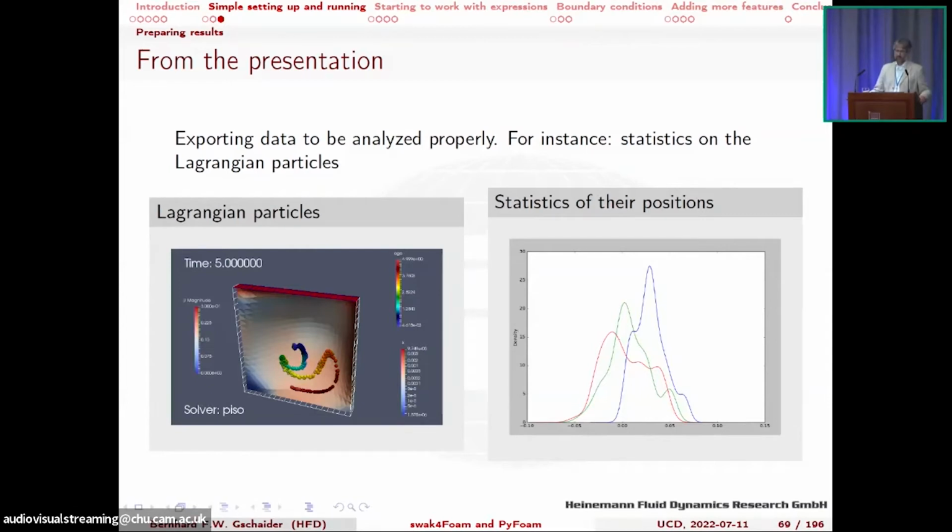The question was whether this snapshot was done with PV snapshot. Yes, I think it was, because here the solver information was inserted. And the Lagrangian particles were added in swak4Foam with a special function object that adds Lagrangian particles to any solver.